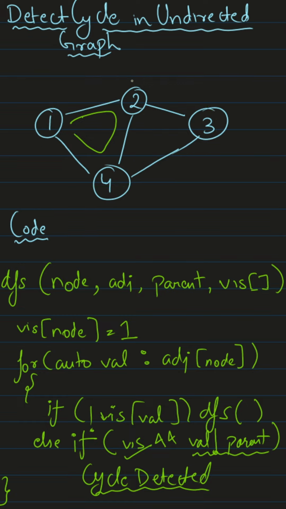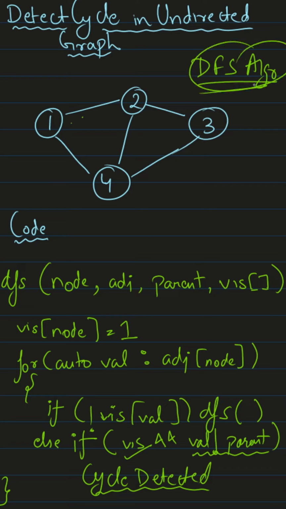So to detect a cycle in an undirected graph, we will be using the DFS algorithm. And then let's just write the pseudocode for it. So we'll run the DFS algorithm. We'll take the node, which is the current node, the adjacency list, the parent, and the visited. Now, why do we need the parent?